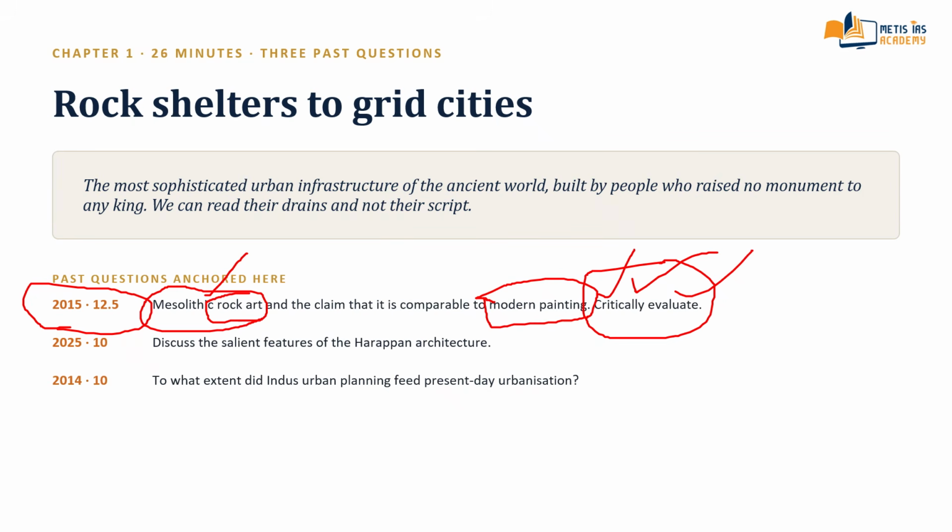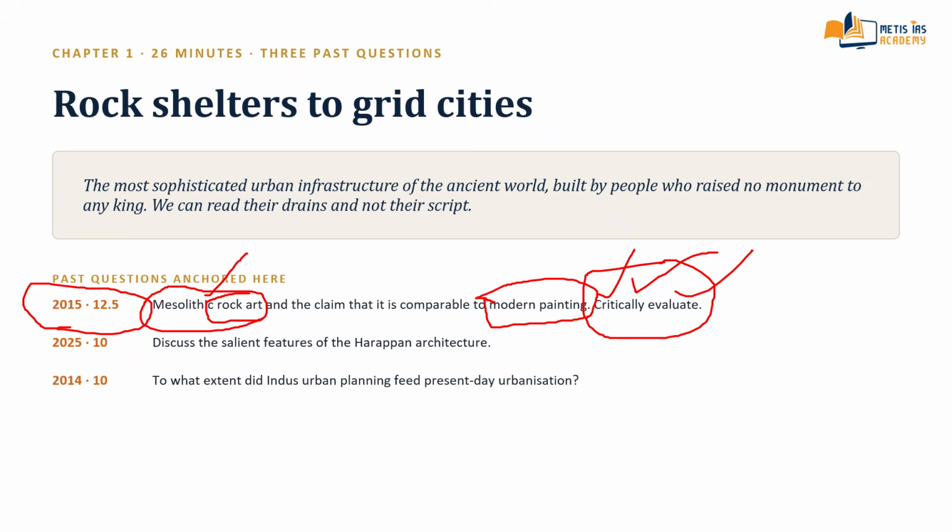anachronistic. Modern painting is an art of individual expression, signed, made for exhibition, and produced in a self-conscious tradition that defines itself against earlier art. Prehistoric rock art has none of these properties. To call it comparable to modern painting is to judge by a standard invented 30,000 years later.